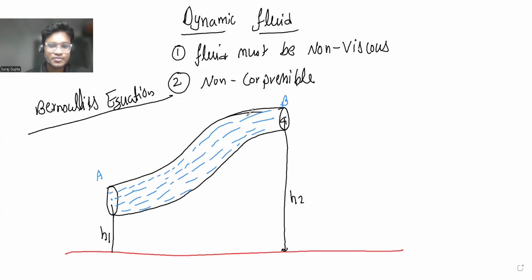If you see very carefully, everyone, at this point we can say the fluid is moving just because of the pressure. Let's suppose at this point the pressure is P1, and at this point the pressure is P2, right? At this point the velocity is V1, and at this point the velocity is V2. The height is h1 and this height is h2, obviously.